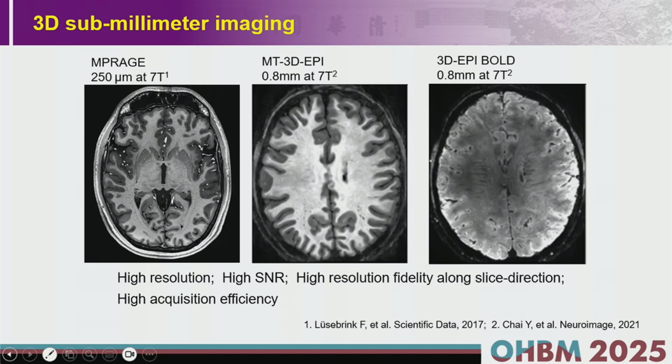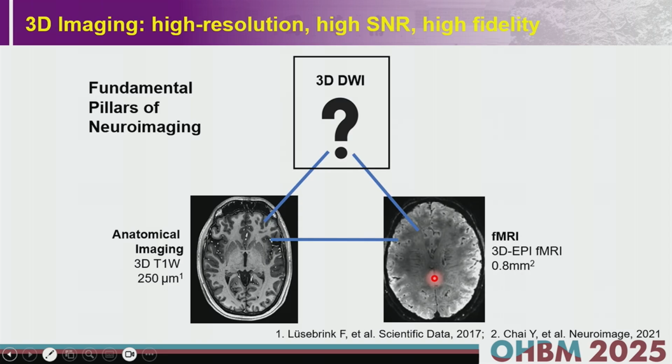We all know 3D imaging is widely used for structural imaging and functional MRI. Here's one example. So this is MPRAGE of high resolution, and this is 3D anatomical imaging. This is 3D EPI for functional MRI.